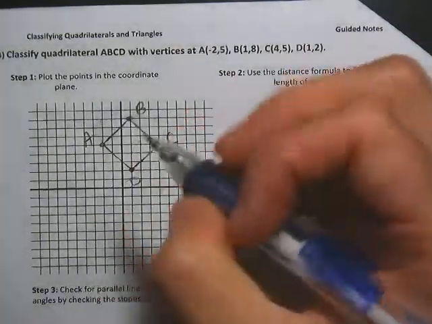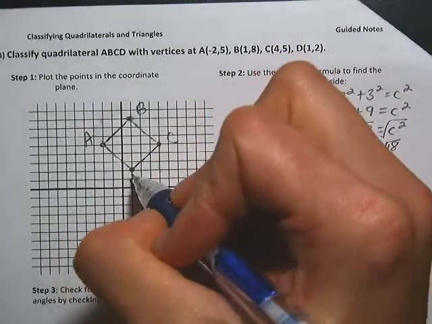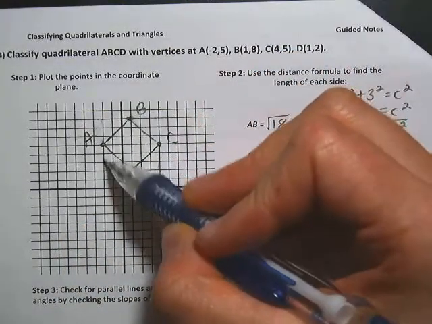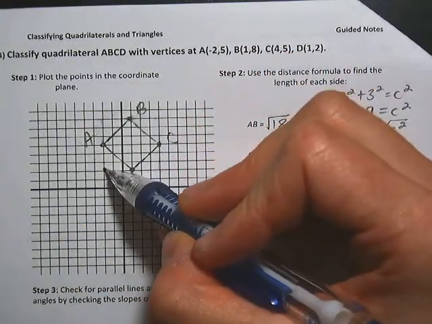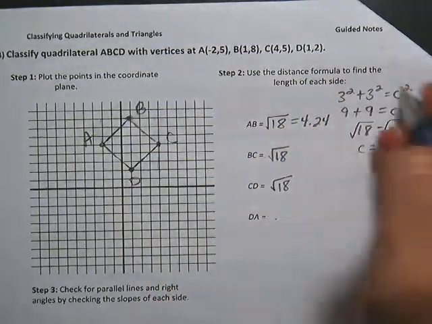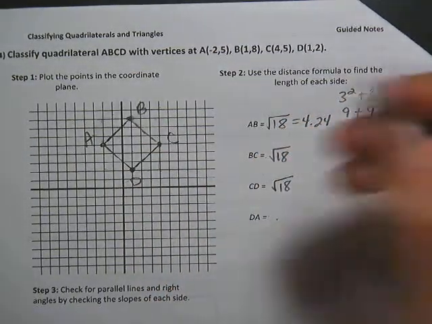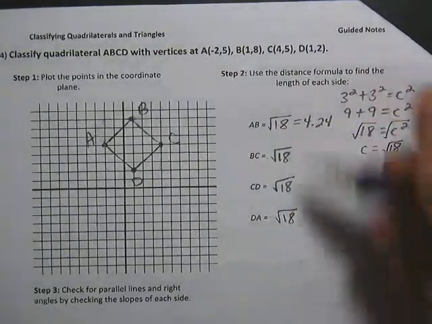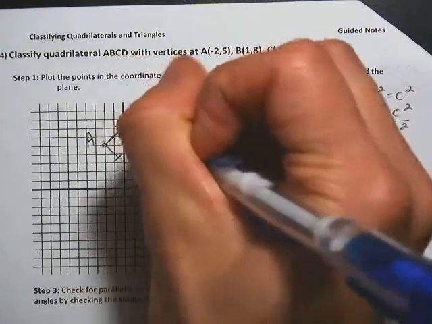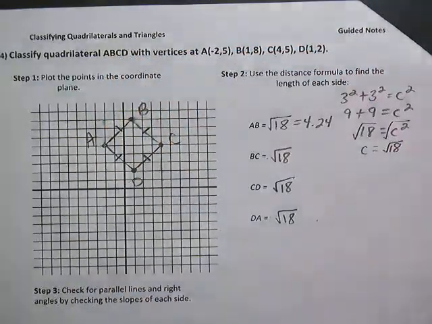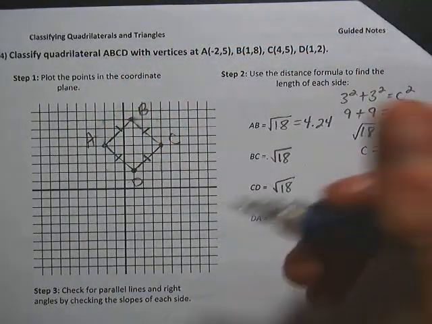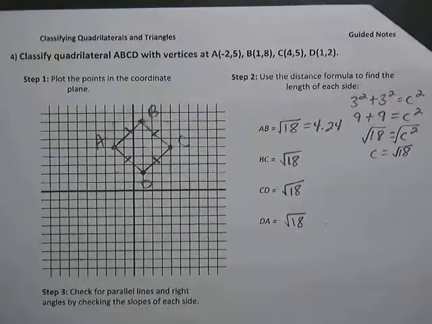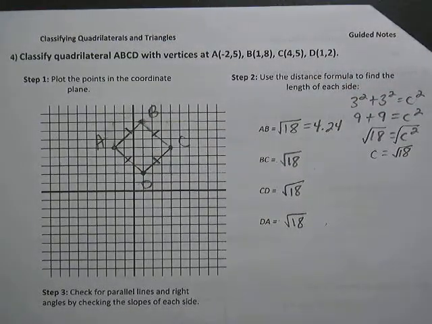So then DA, let's see if it ends up being the same. If I make my right triangle, it'd be 1, 2, 3, 1, 2, 3. So it'll give me the same lengths. So that one would also be square root of 18, okay? So notice all of the sides have the same length. And so you could actually mark that in your picture if you wanted to, by putting little tick marks. So you know right now that it is going to be a quadrilateral that has 4 equal sides. So that's going to kind of point you in one direction.